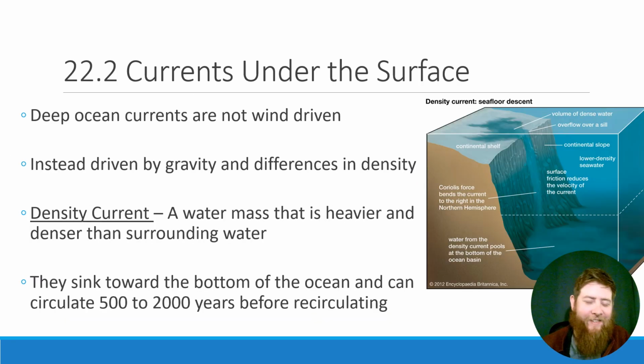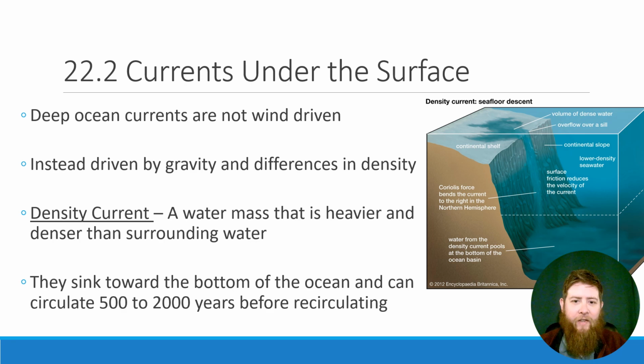All right, the next topic we're going to talk about are currents under the surface. So we talked about surface currents. They're going to push a lot of what goes on underneath the surface too. But deep ocean currents themselves are not wind driven. Instead, they are driven by gravity and differences in gravity and density.